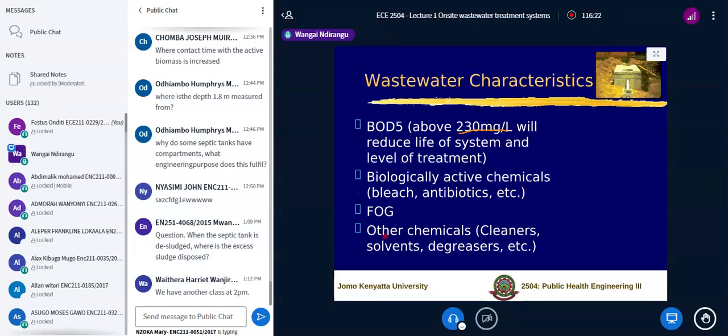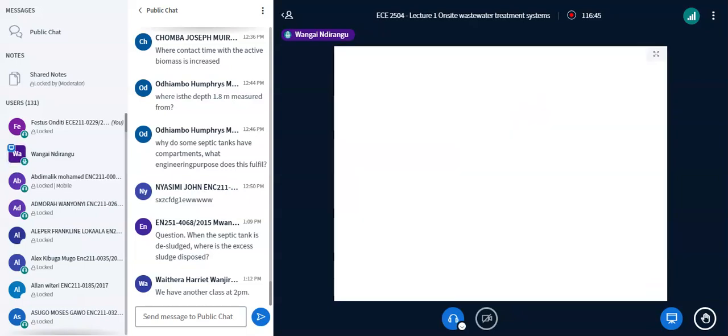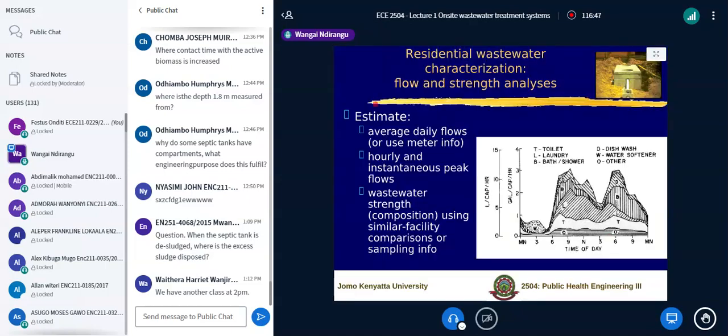What are the constituents of the water? For example, if you're doing biological treatment, which we do in a septic tank, and you're using bleaches like JIK and others, and antibiotics, what does it mean? It controls the growth of the microorganisms in the septic tank. So the characteristic of wastewater affects how effective your system is. And that is from the constituent point of view, but also about the volume.